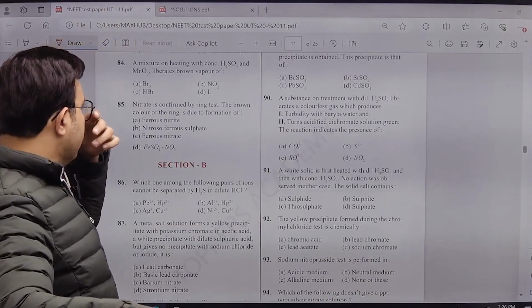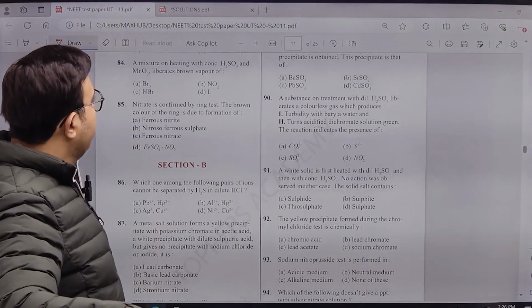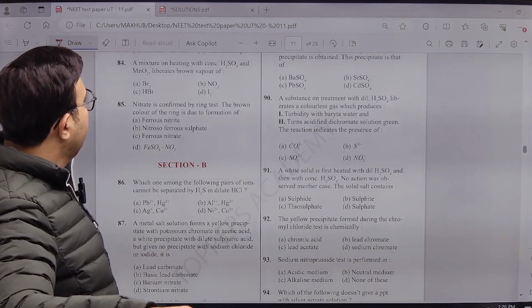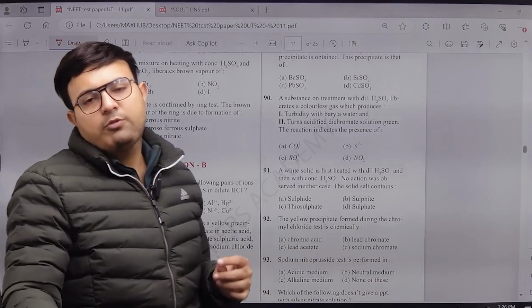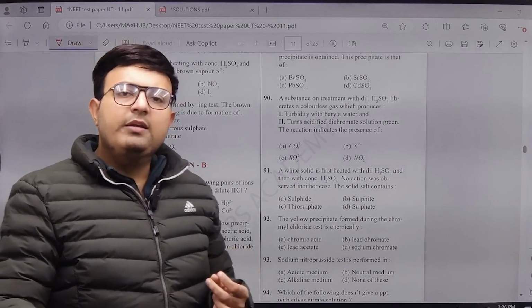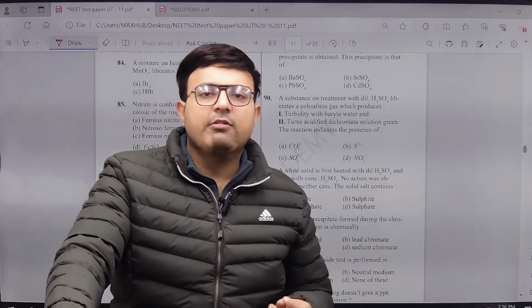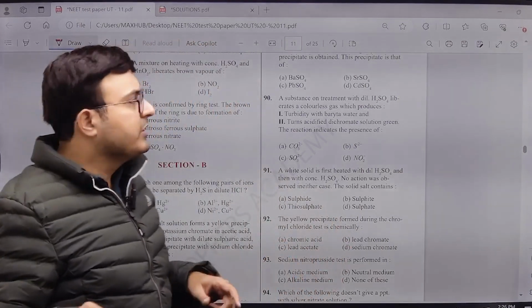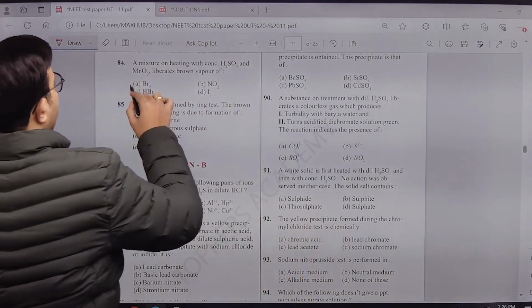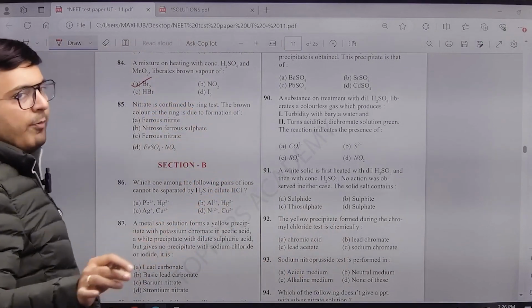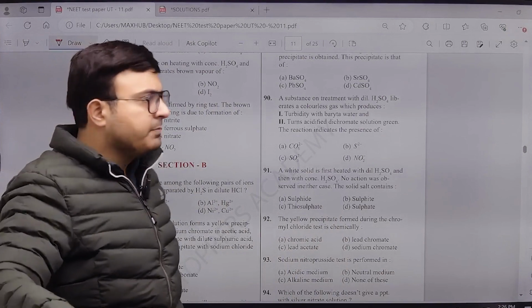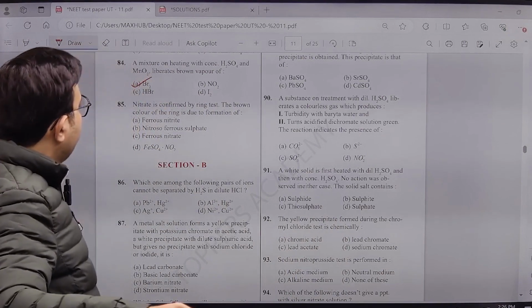Next question is a mixture on heating with concentrated H2SO4 and MnO2 liberates brown vapor. So as violet vapors were of iodine gas, brown vapors are given by bromine gas. Okay, so you'll have to remember their colors. So now which gas gives brown vapors? Bromine gas gives brown vapors. So question number 84 will have answer A. Going to next question.